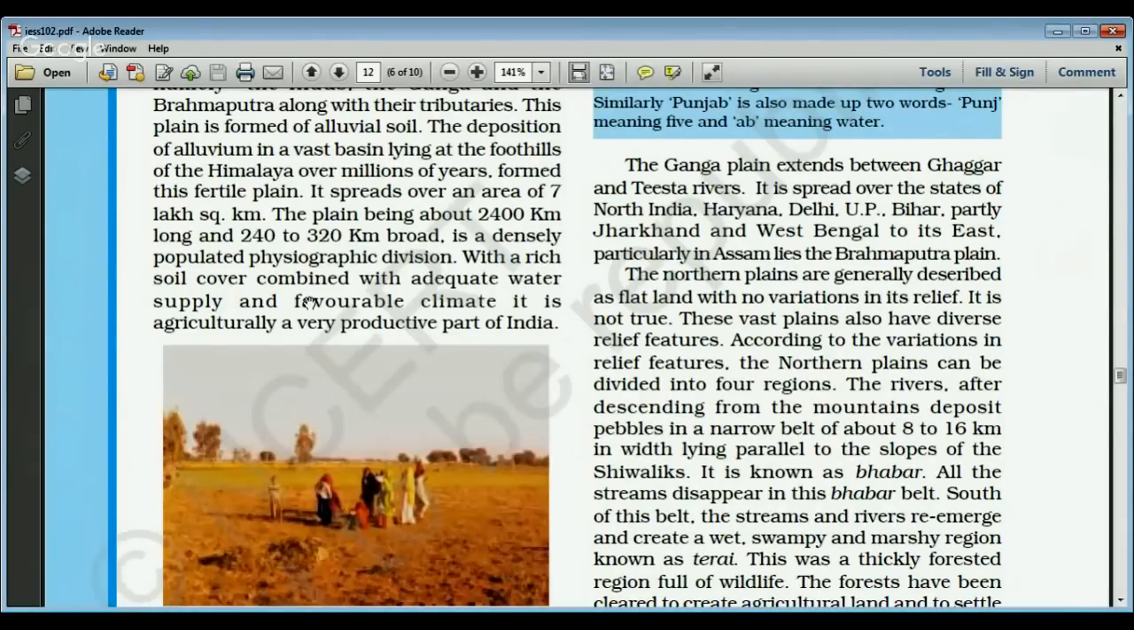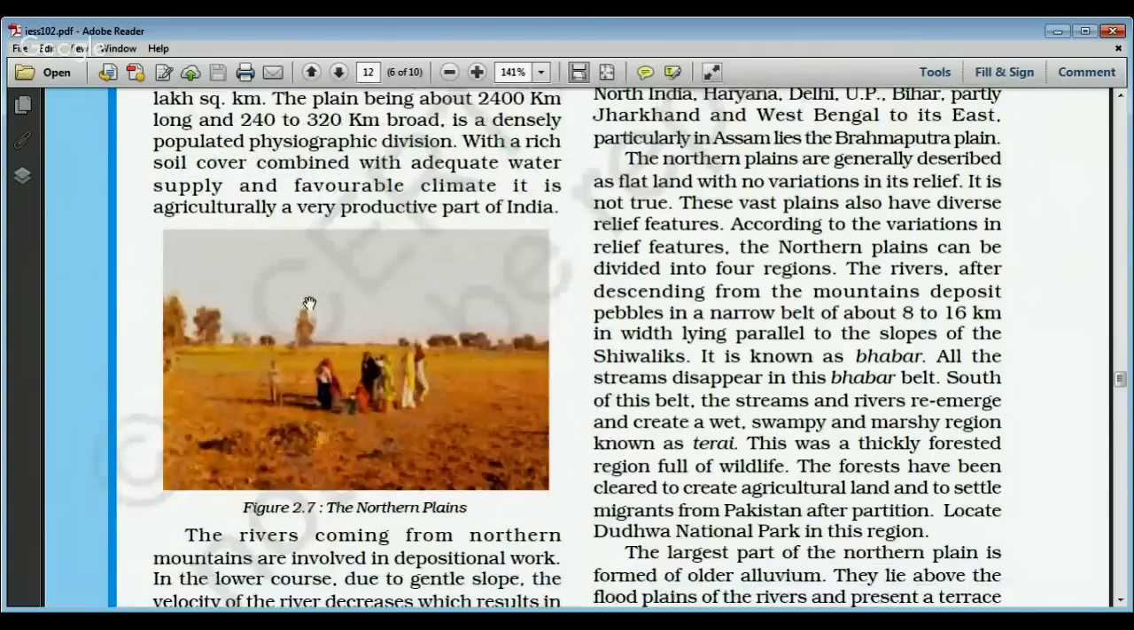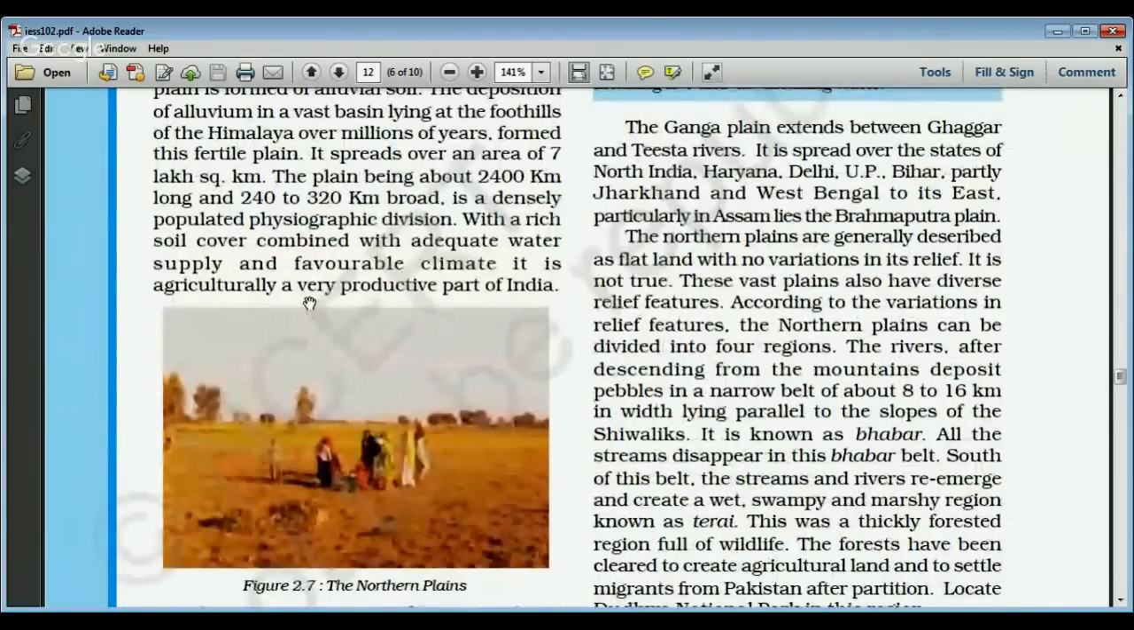This northern plain is a densely populated physiographic division because of the fertile soil and the river valleys present there, and agriculture is the major activity in these regions, and that is why it is the most densely populated region of India. With a rich soil cover combined with adequate water supply and a favorable climate, it is agriculturally a very productive part of India. The major part of the wheat and rice is cultivated in this northern plain of India.